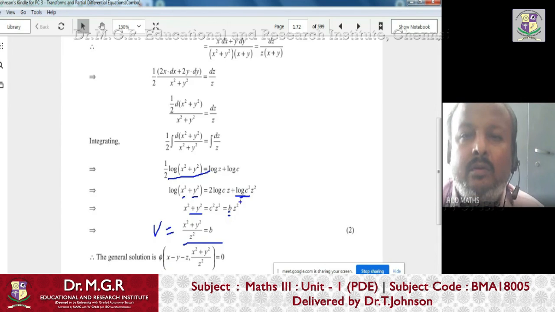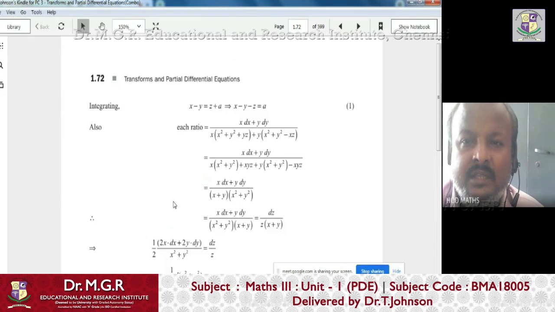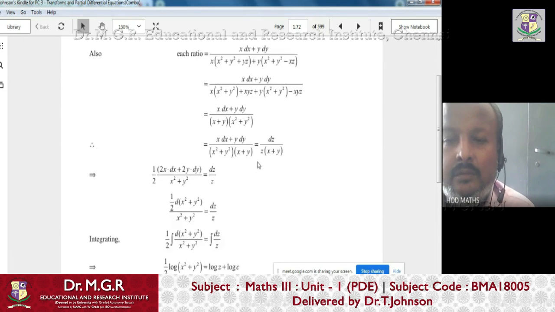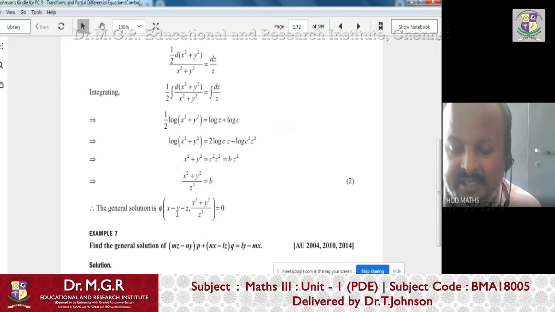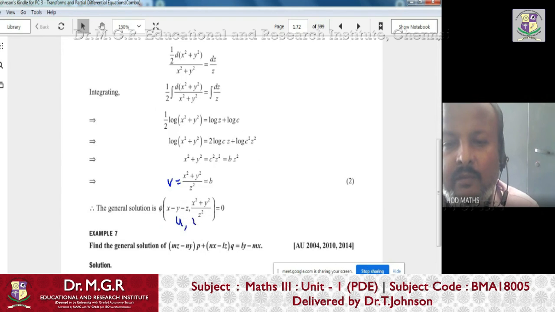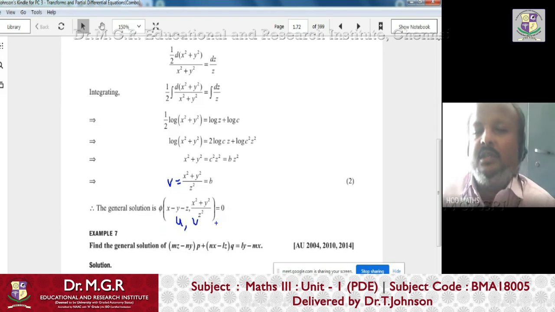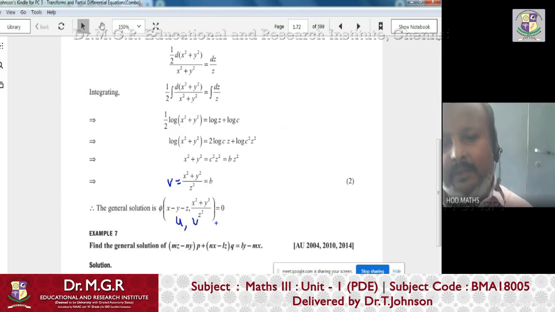Now you take these two things. What is the first thing? The first thing is this one, x minus y minus z. You take it as u. And now the second thing, this one, you take it as v. Then you write the general solution as phi of u comma v equals 0. This is the way you can write the general solution of the given PDE.